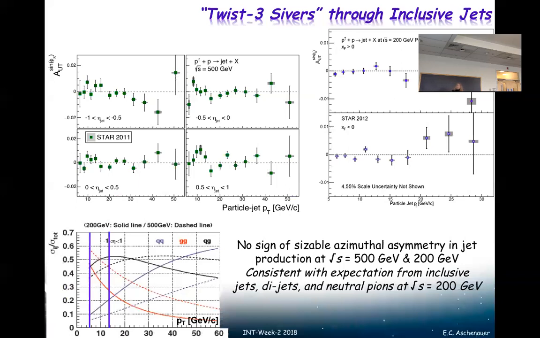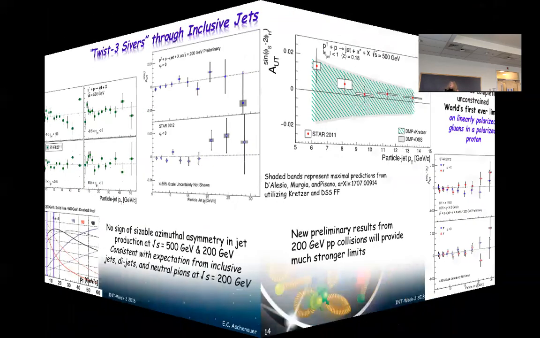Here that is single jets, inclusive jets, which probe the twist-3 Sivers function. You see here for 500 and for 200 GeV. Depending on where you are, you probe really quark-gluon or gluon-gluon kind of interaction. So you are sensitive again to the twist-3 complement of the Sivers function.